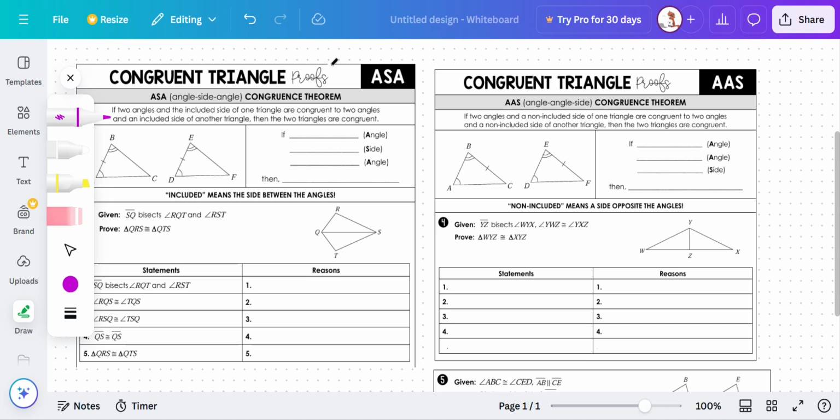Hey y'all, welcome back. Today I'm going to be looking over this worksheet with you. I'm going to do the setup for each one and then a few examples working through this.